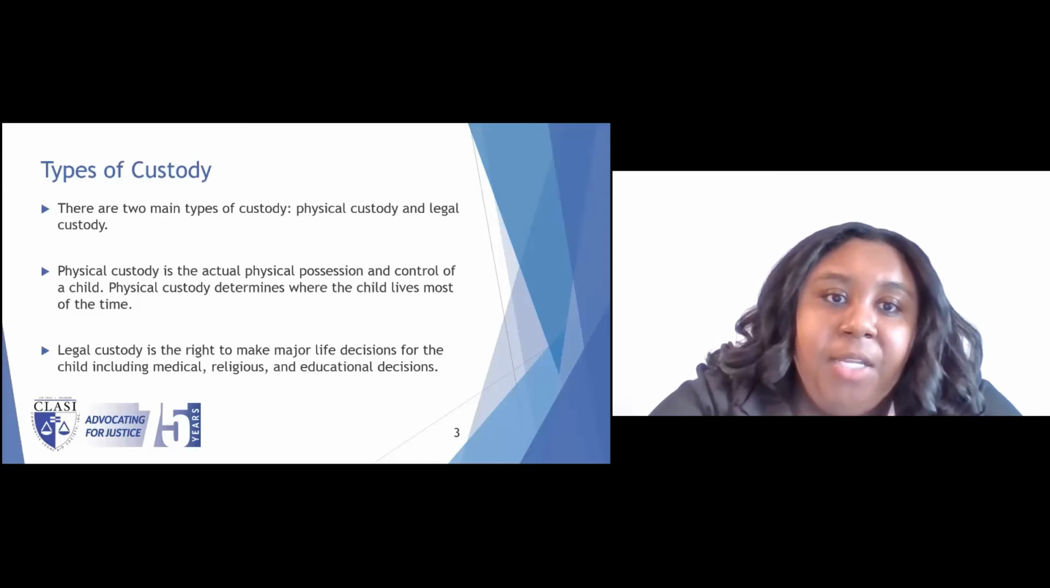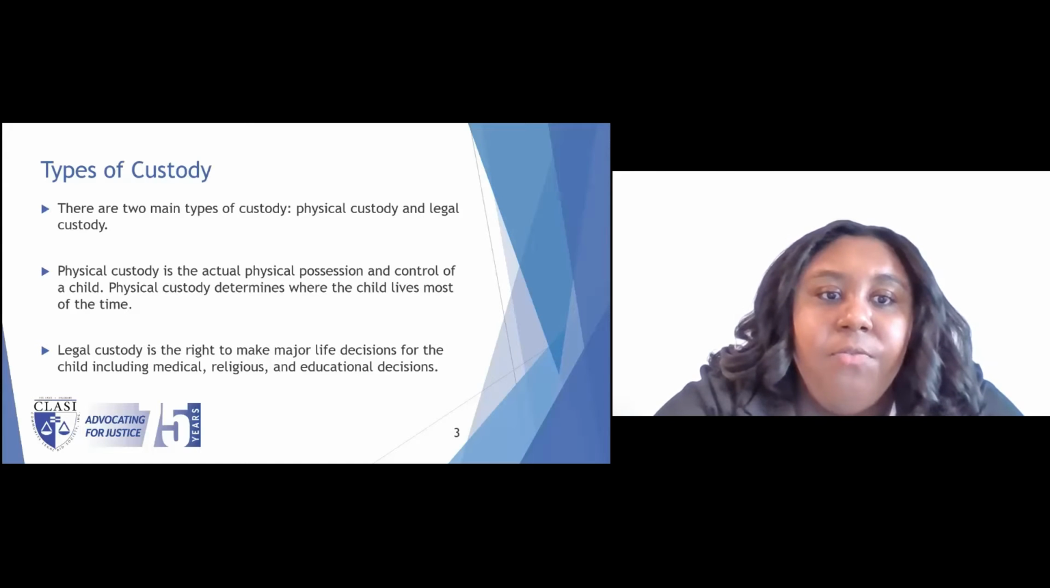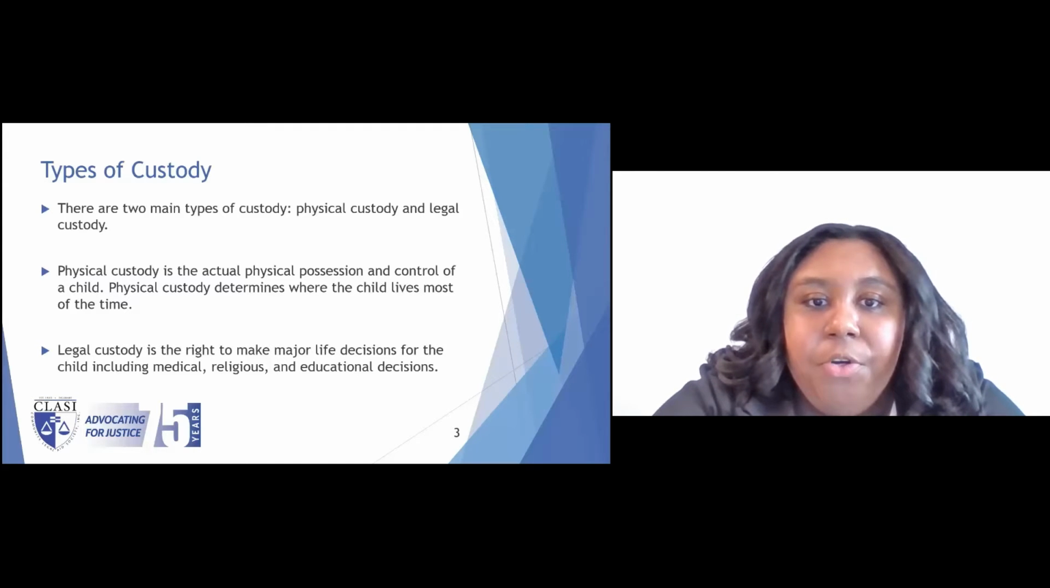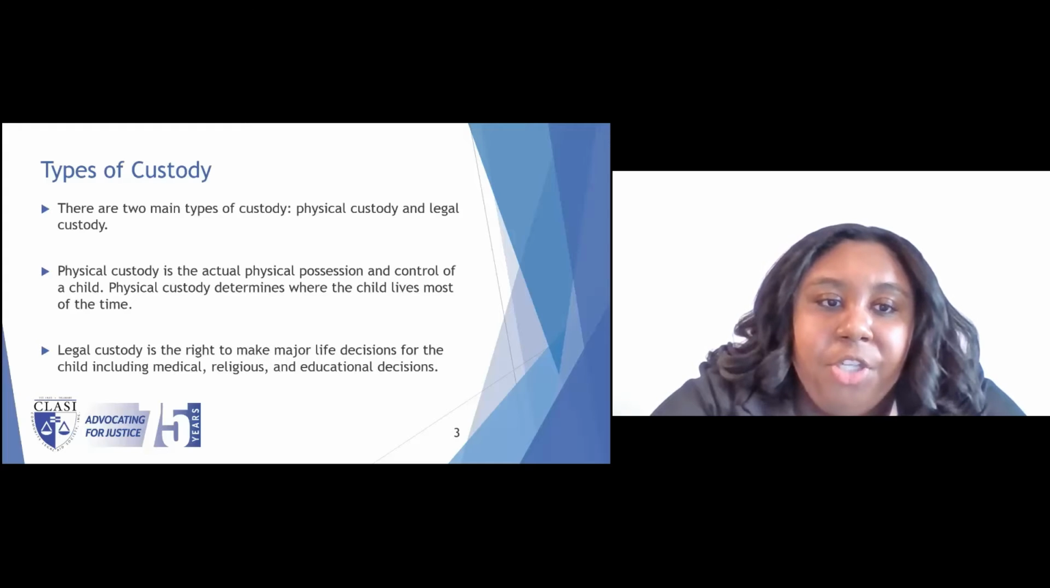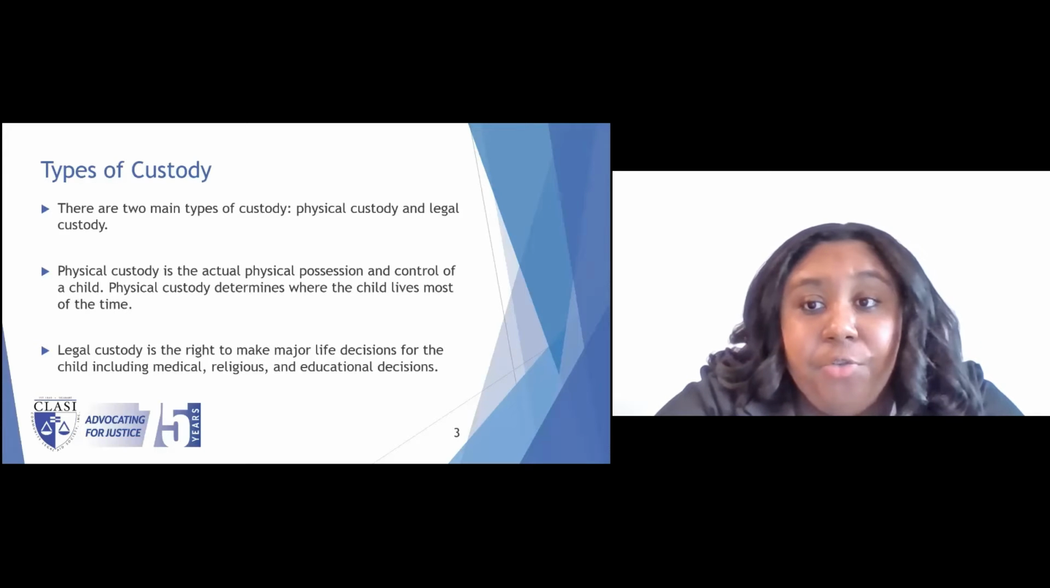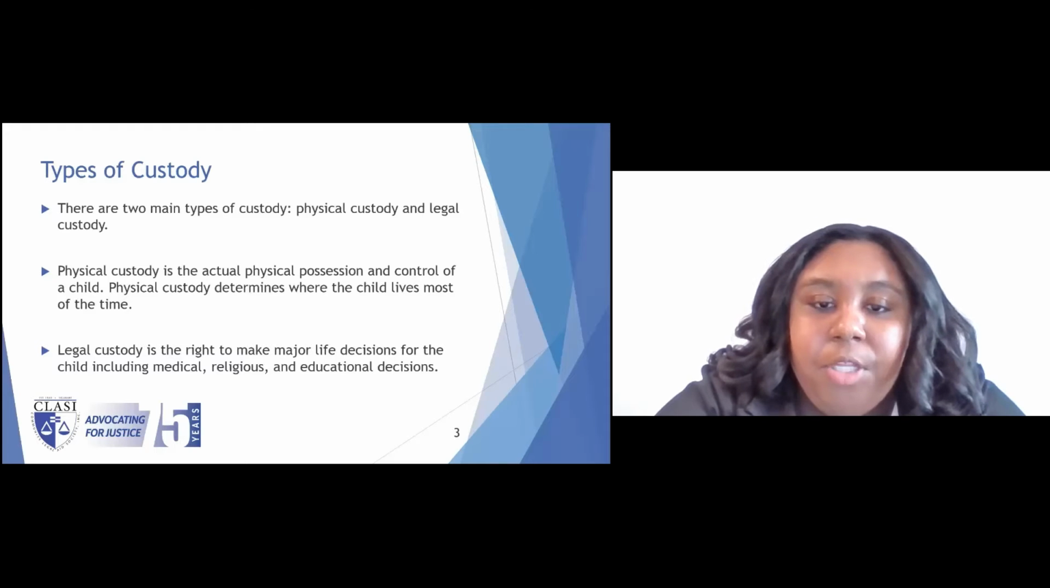There are two main types of custody. Those are physical custody and legal custody. Physical custody refers to where the child lives most of the time and which parent has actual physical possession and control of the child. Legal custody, on the other hand, is the right to make major life decisions for the child, including medical, religious, and educational decisions.